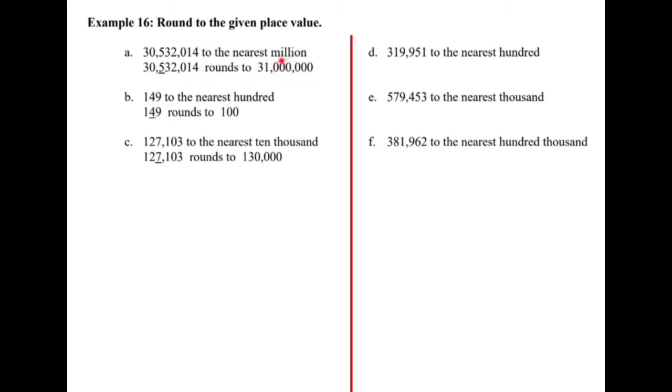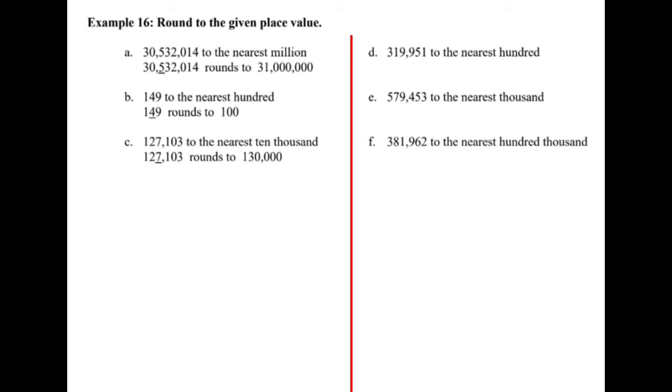Okay, so 30,532,014, round it to the nearest million. So millions are the 0. So we're going to look for the number after the 0. So 5 rounds up, doesn't it? So we'll add 1 to the 0 and make everything else zeros. So 31 million.